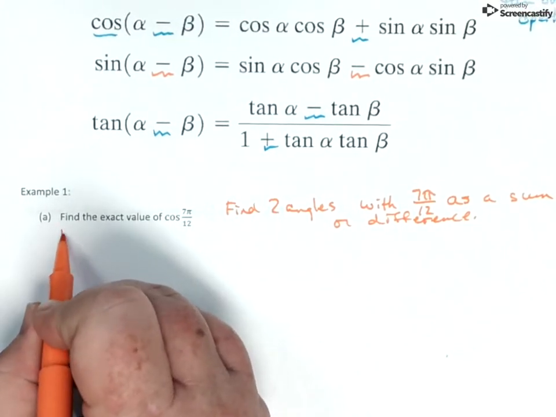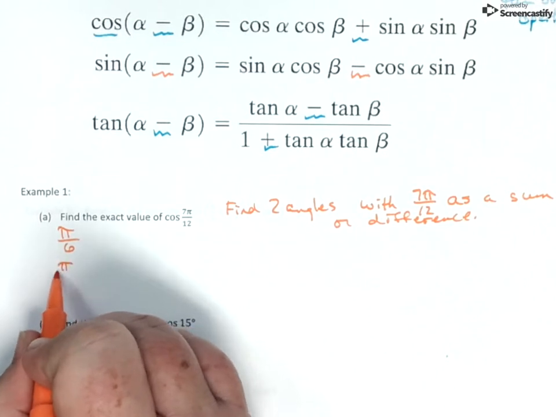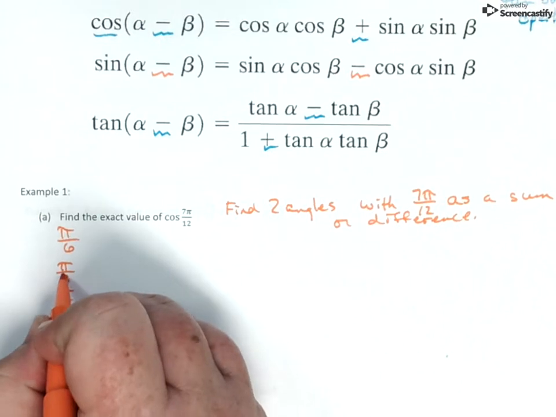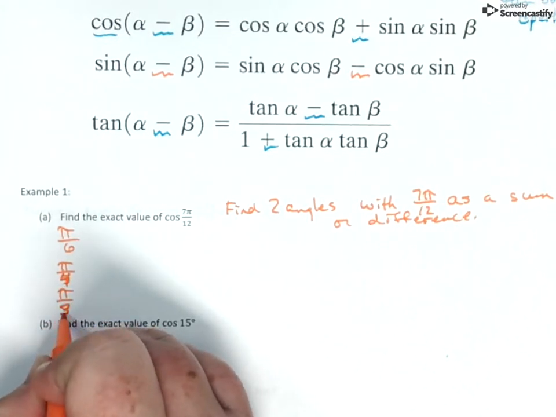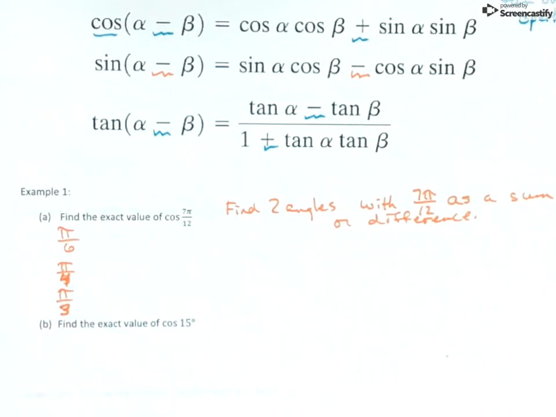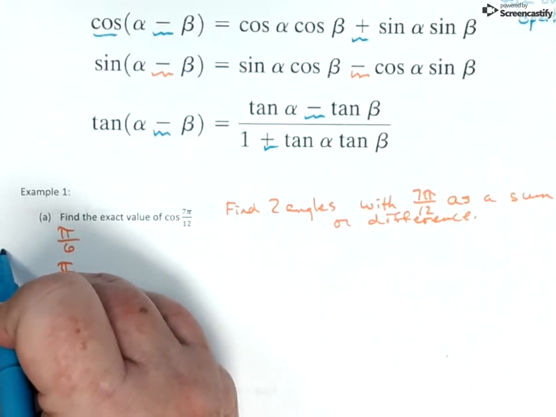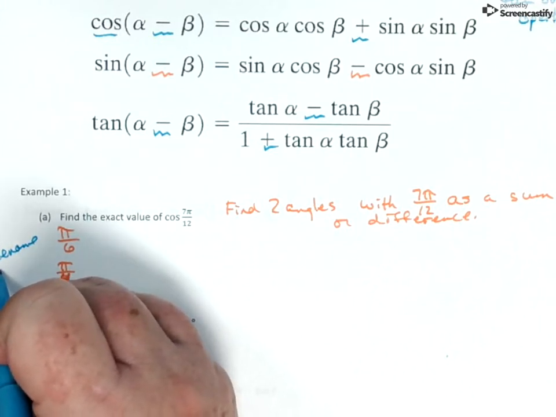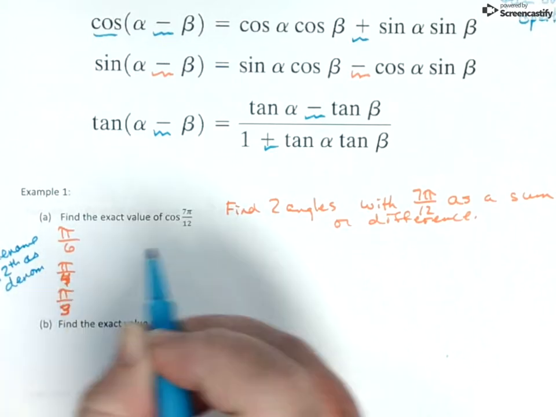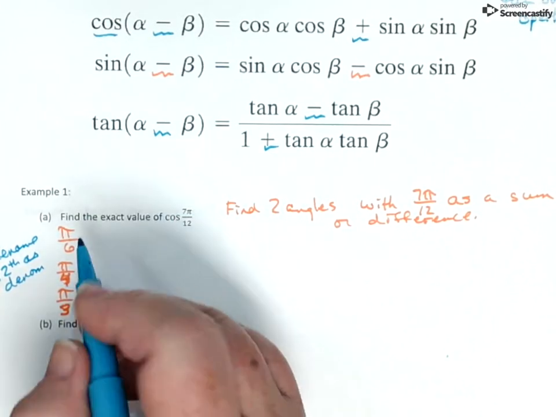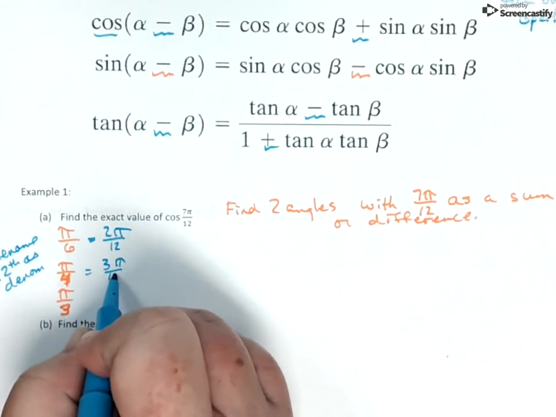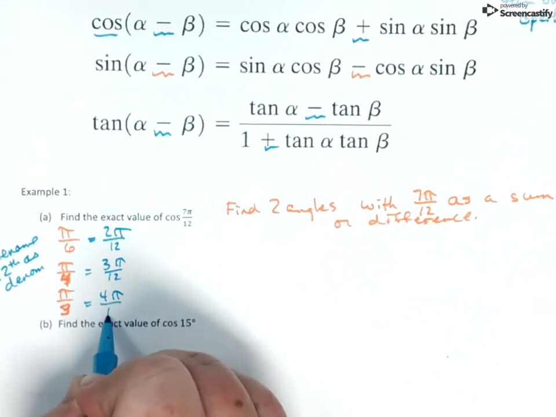But you do have pi over 6, pi over 4, pi over 3, and pi over 2. If I take all of those and convert them, in other words rename them with 12ths as the denominator, because I wanted 7/12, isn't this 2 pi over 12? This is 3 pi over 12, and this is 4 pi over 12.